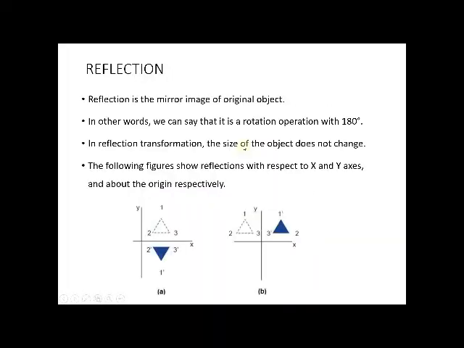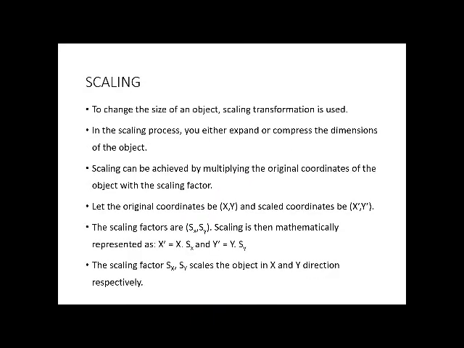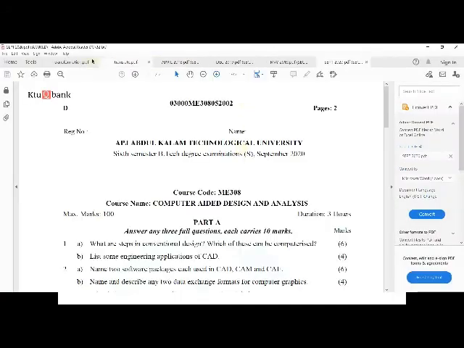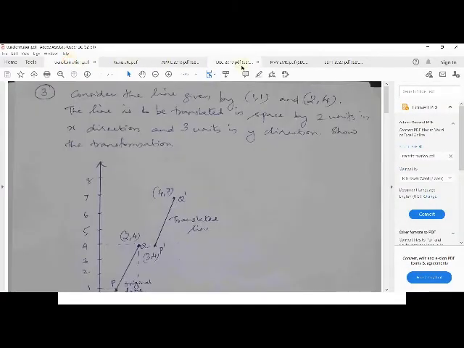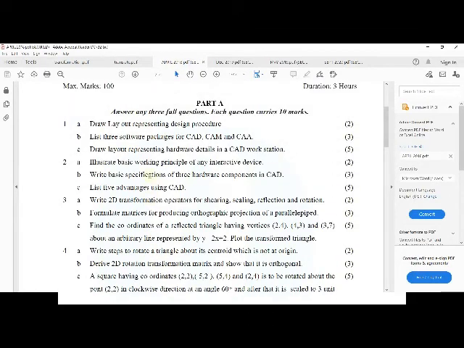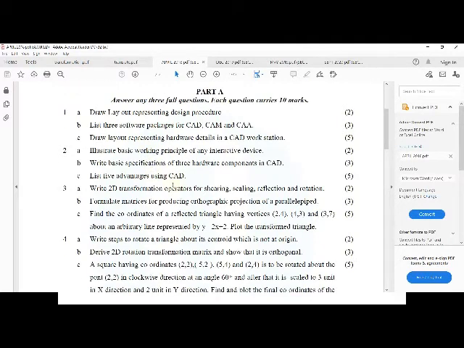Okay, now let us look at some of the questions that can be asked. University questions have been asked in this manner, like write the 2D transformation operations for shearing. So one more transformation is there, shearing, which we will learn in the next class.